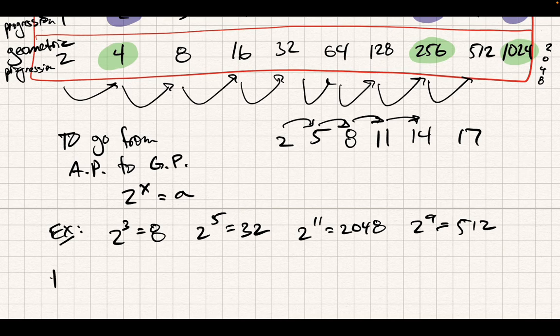Okay, to go from the geometric progression to arithmetic progression.